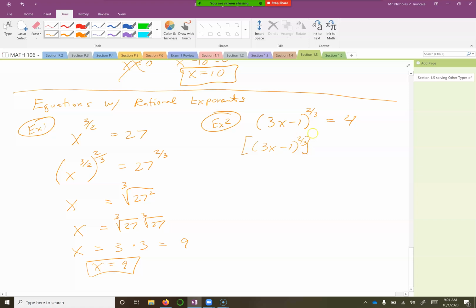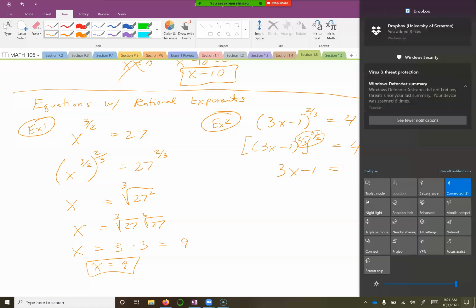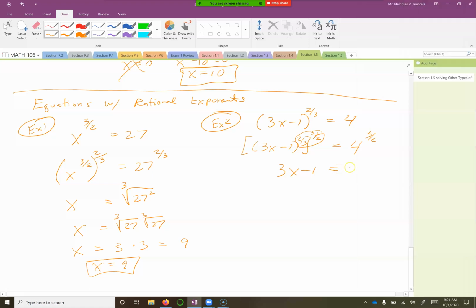I'm going to raise that whole thing to the 3/2 power. And then that means the 4 has to be raised to the 3/2 power. So by doing this, I eliminate the fact that 3x minus 1, that binomial, has any exponent. So now I'm just left with 3x minus 1 equals 4 to the 3 divided by 2. So we can change that into, we know it's going to be a square root because 2 is on the bottom, so square root of 4 cubed.